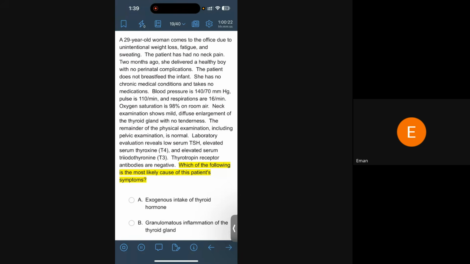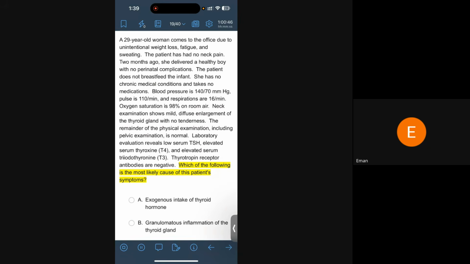A 29-year-old woman with unintentional weight loss, fatigue, and sweating. Hyper or hypo? Hyper. No neck pain, that means de Quervain thyroiditis is eliminated. Two months ago she delivered a healthy baby. It is linked to delivery of a baby.